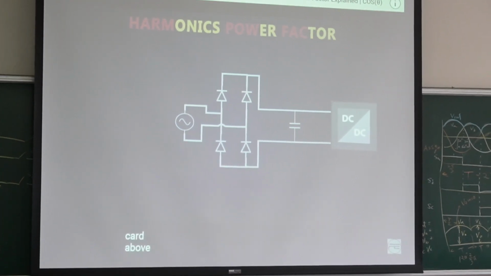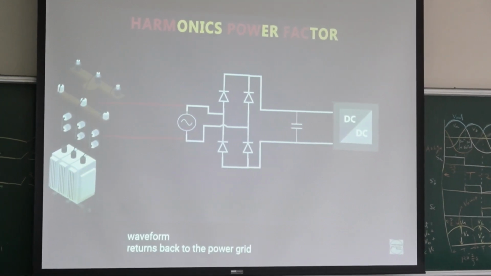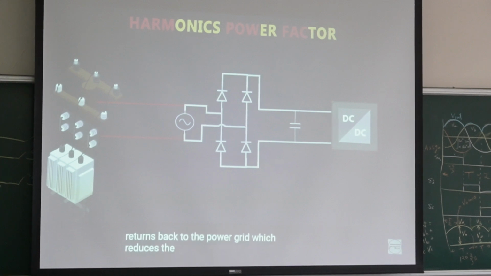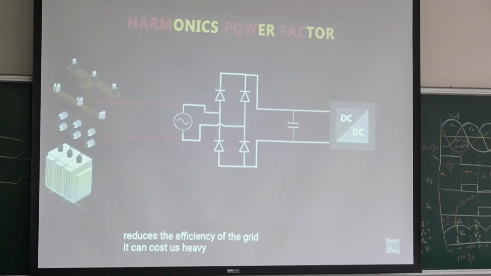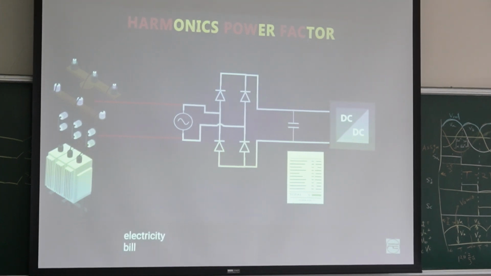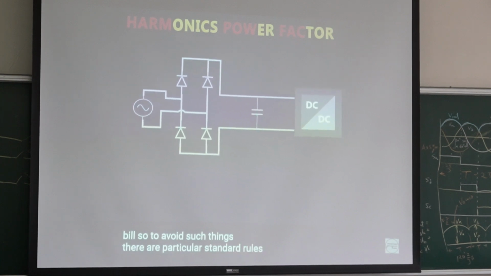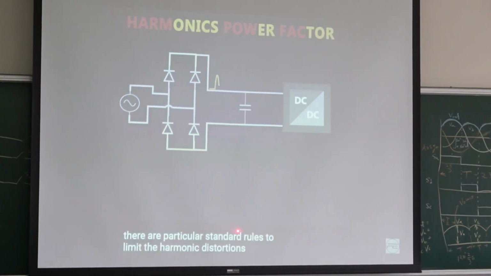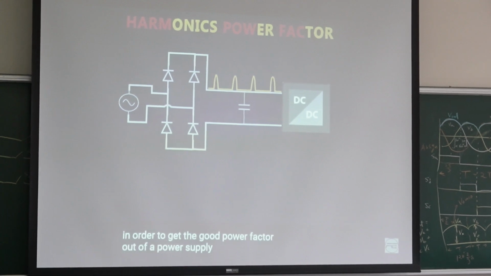So now we need to improve the power factor. This distortion of the current waveform returns back to the power grid, which reduces the efficiency of the grid and can cost us heavy penalties in the electricity bill. So to avoid such things, there are particular standard rules in order to limit the harmonic distortions.